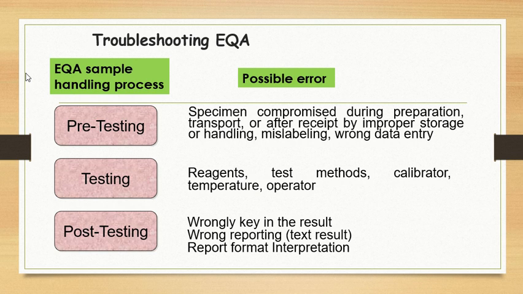So, what errors could happen and affect the EQA performance? Well, these are the factors that could cause that. Okay, let's look at pre-testing. The possible errors may be that the sample is compromised during preparation, transport, or after being received by improper storage or handling, mislabeling, and wrong data entry. In the testing phase, the possible errors could be reagent problems, test method, calibrator problems, temperature, and operator. And for the post-testing phase, the possible errors may be wrongly keying in the result, wrong reporting, especially for text results, or report format interpretation.